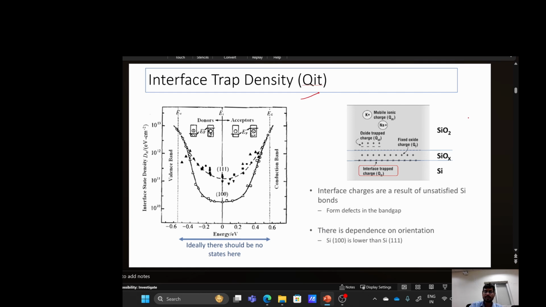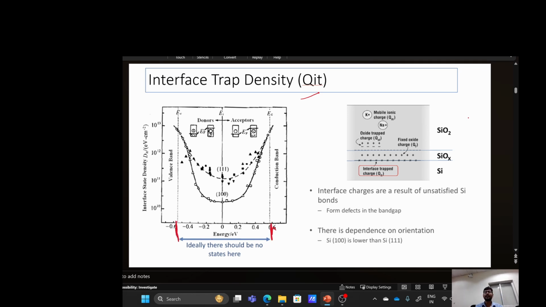Okay, we just need to anneal these. And one more thing is the density of these defects inside the silicon, in between the band gap. So in between the band gap, this is the valence band, this is the conduction band.